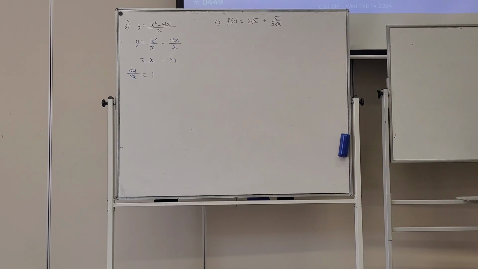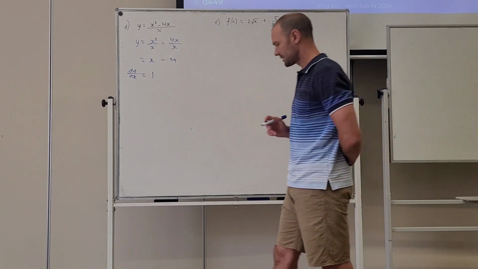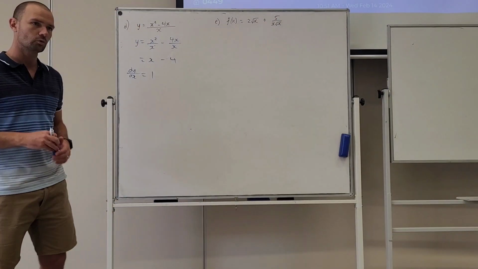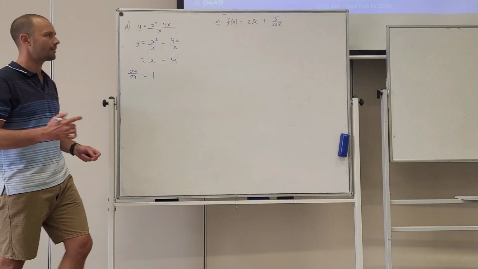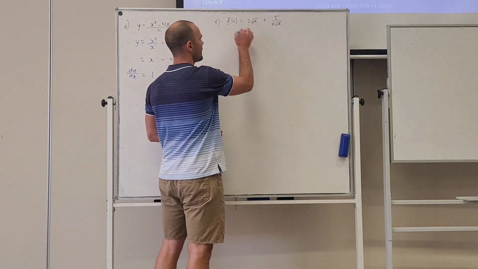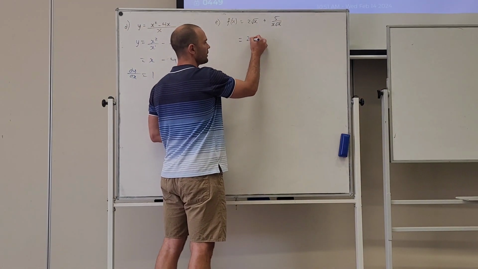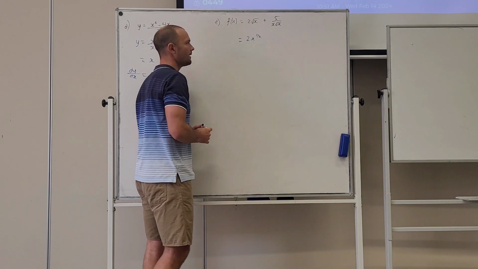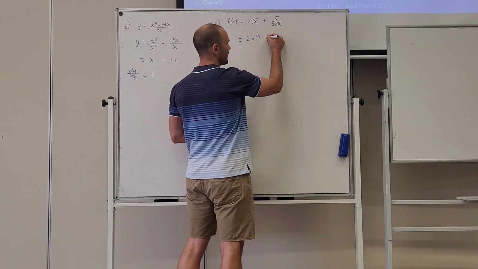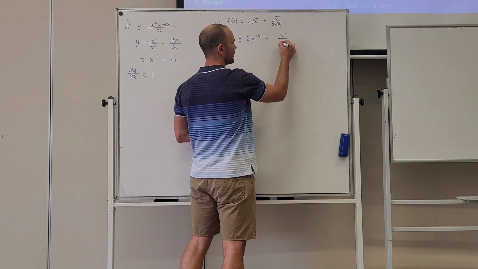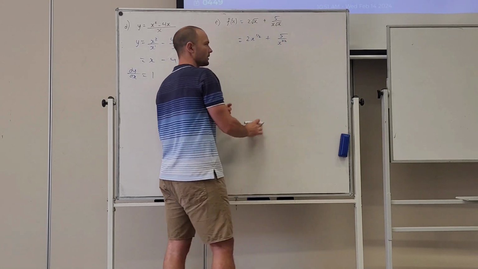Now, in E, whenever we have roots, we want to express them as x to the power of n. So we've got f of x, we've still got the function here. The first part is going to be 2x to the half, and then the second part is going to be 5 on top of x to the power of 3 on 2.